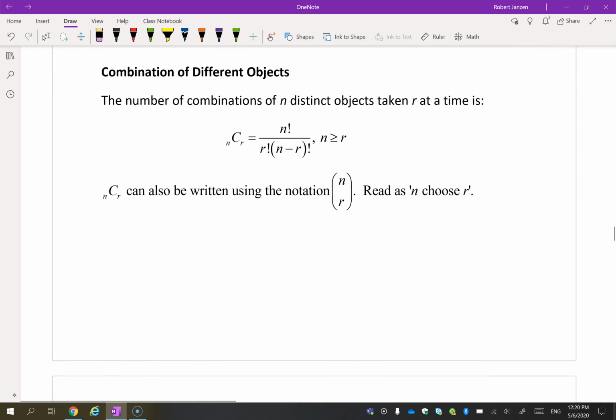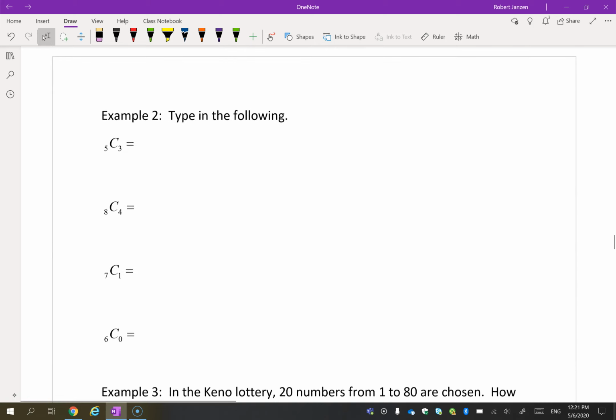Okay? One other thing that you should know is that nCr can also be written like this. Okay, it reads n choose r. Okay, we're choosing them, not permuting them. Permuting them means to arrange them. So the difference is about order. Okay, so let's try a couple with the calculator here.